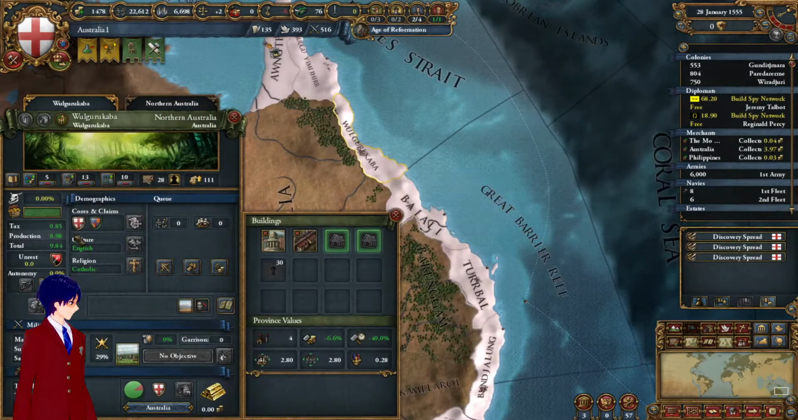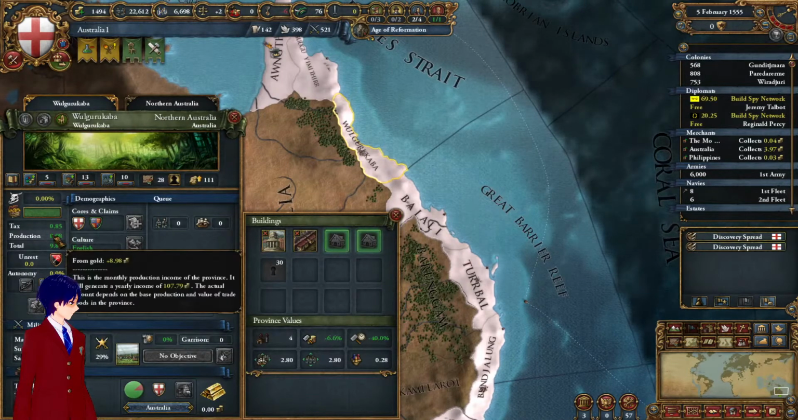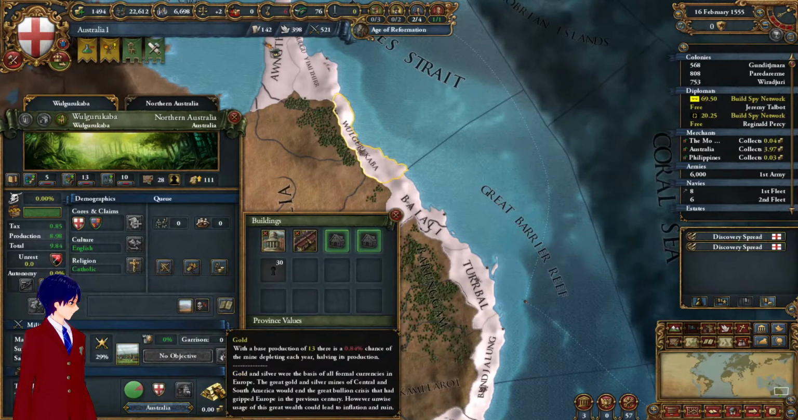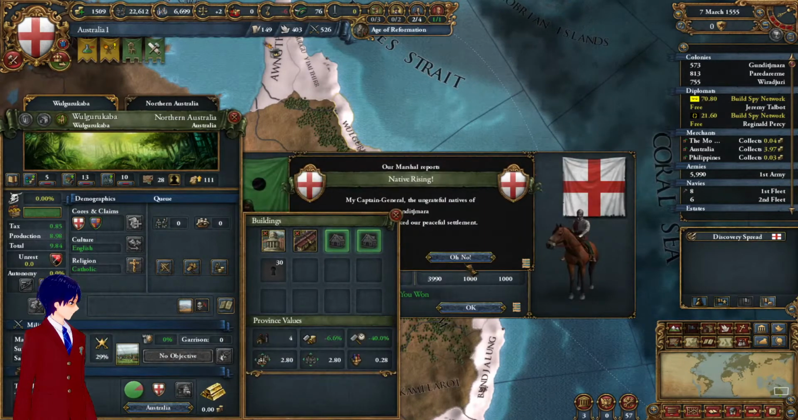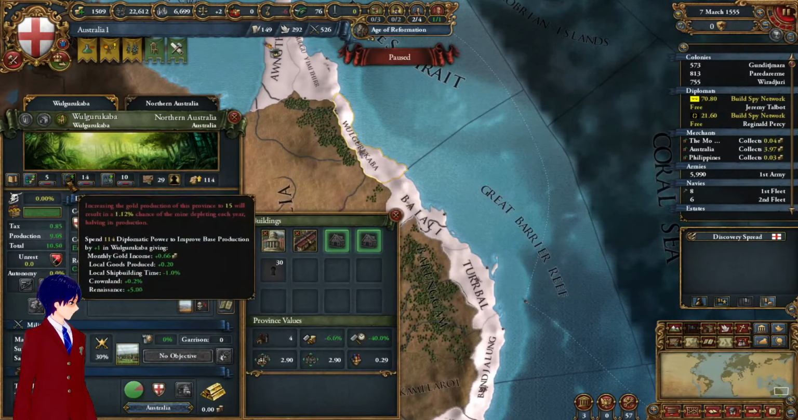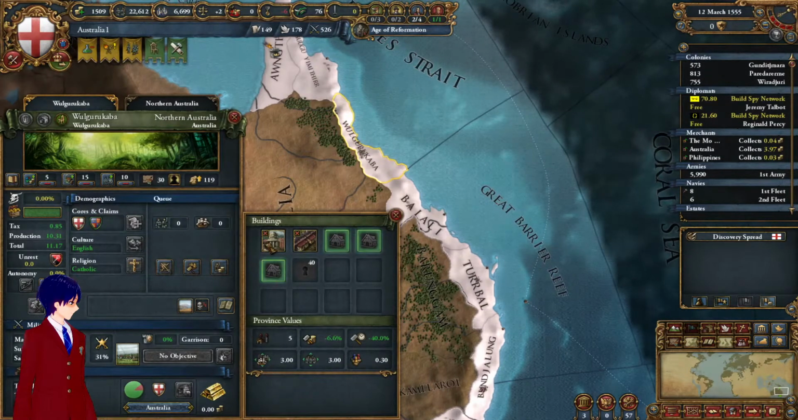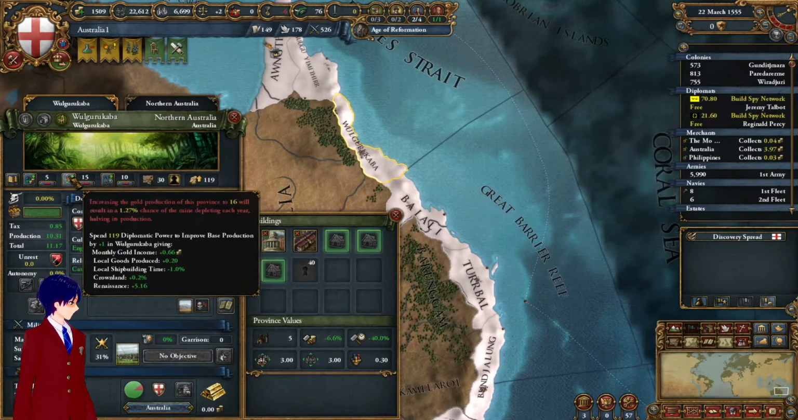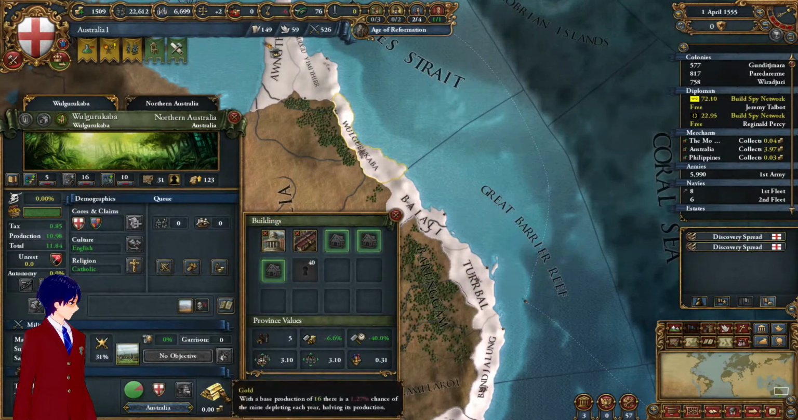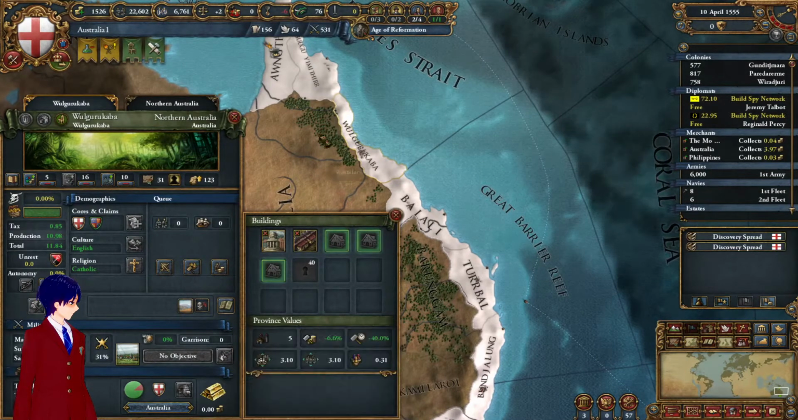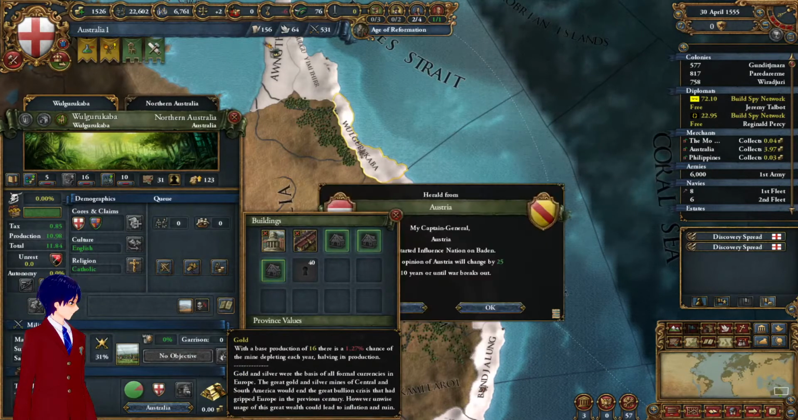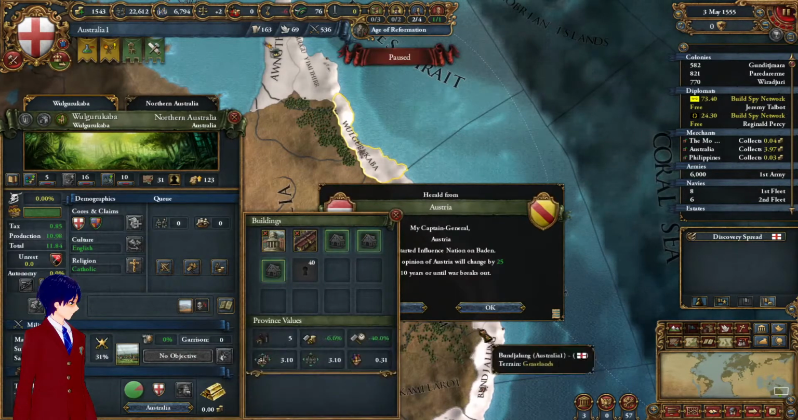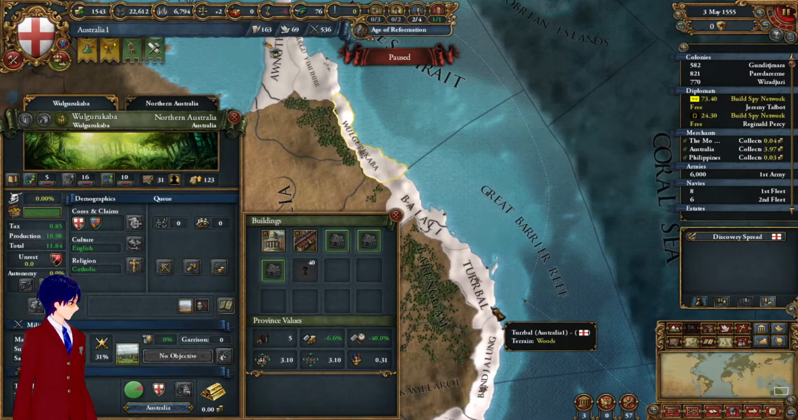Let's see. 8.9. Wow. 84% chance of the mine depleting. Let's make it even higher. 1.2% chance. So theoretically, at least. 1.12.